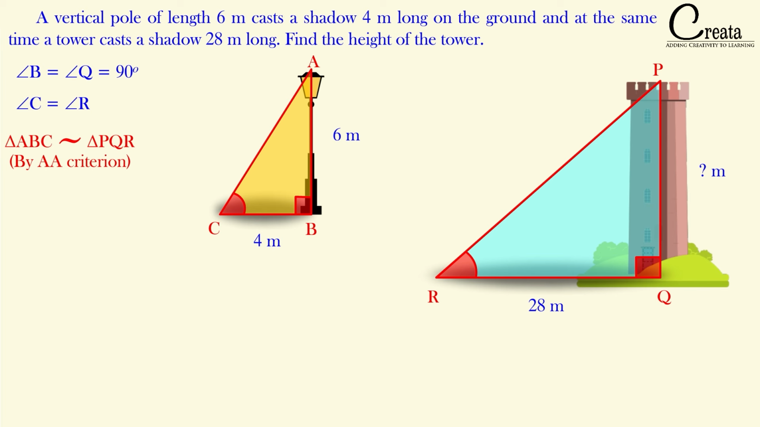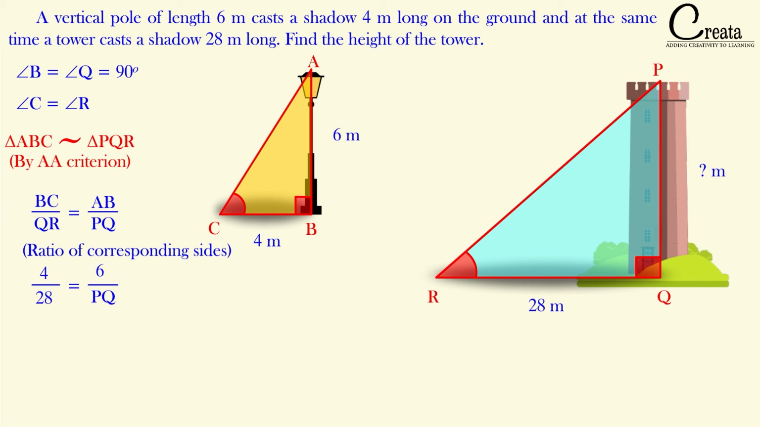Once we know the two triangles are similar, we can say the ratio of the corresponding sides will be equal. That is, BC upon QR will be equal to AB upon PQ. We know three values. Let's find the value of PQ, that is the height of the tower, which is 42 meters. So we got the answer. The height of the tower is 42 meters. That is the answer to question number 15. We are done with this question. Let's move to the next question.